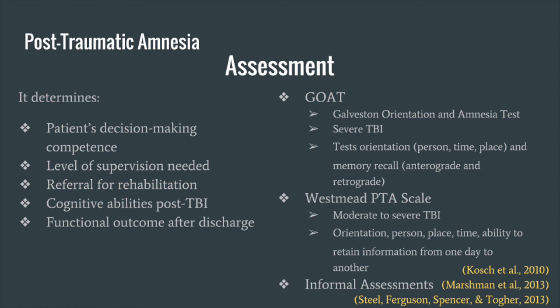The Westmead PTA scale is used for patients with moderate to severe TBIs. It consists of 12 questions that evaluate orientation, person, place, time, and the ability to consistently retain information from one day to another. The test is administered every day until they get a perfect score for 3 consecutive days. Also, informal assessments can be used just by talking to them, seeing if they remember your name, your face, where they are, and these quick assessments can give you an idea of how they are in terms of memory impairments.